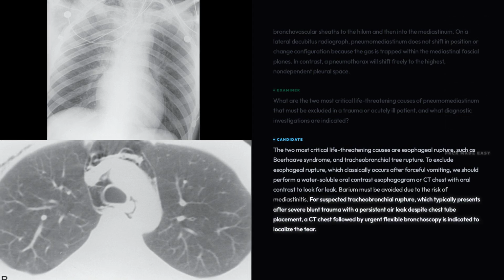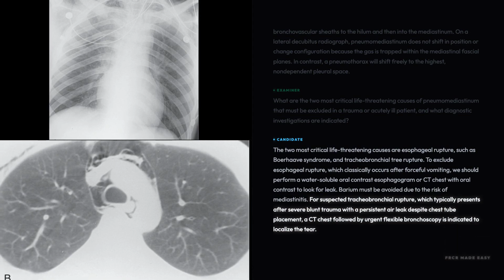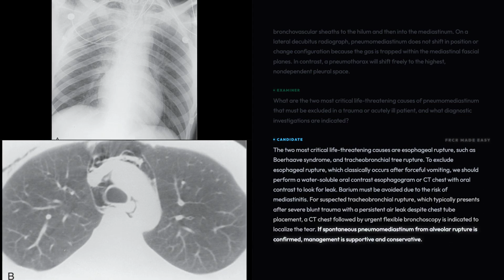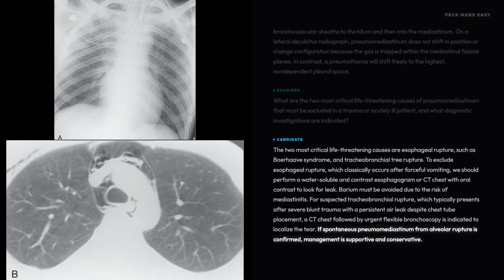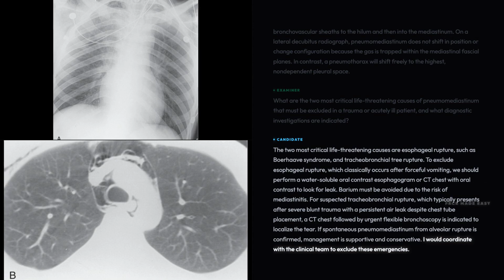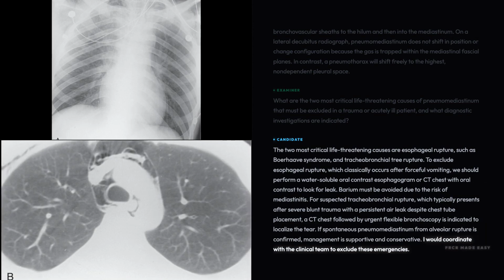For suspected tracheobronchial rupture, which typically presents after severe blunt trauma with a persistent air leak despite chest tube placement, a computed tomography chest followed by urgent flexible bronchoscopy is indicated to localize the tear. If spontaneous pneumomediastinum from alveolar rupture is confirmed, management is supportive and conservative. I would coordinate with the clinical team to exclude these emergencies.